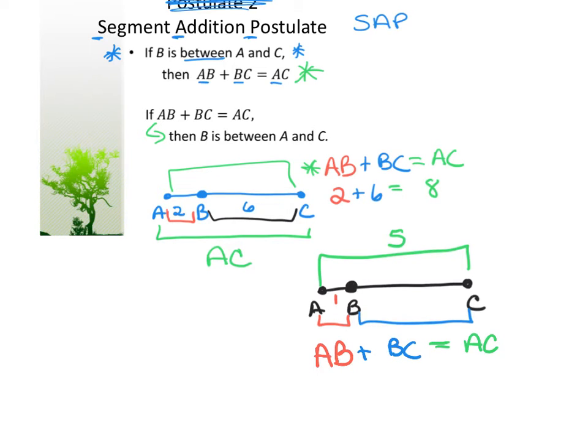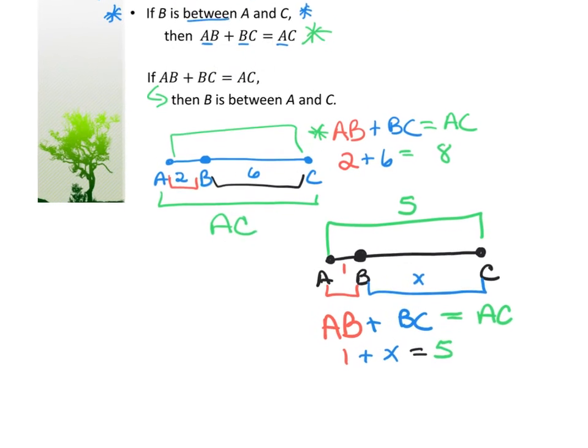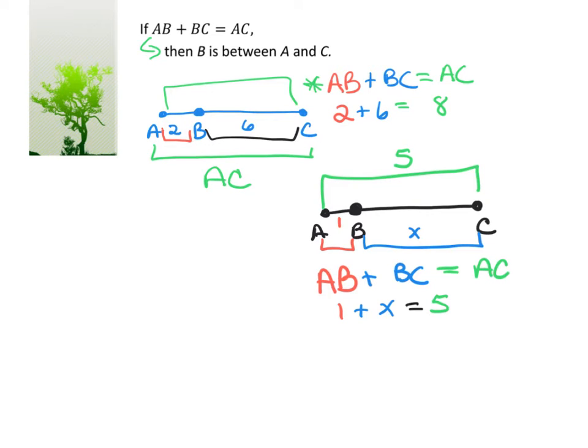So if AB is 1, I could call BC x because I don't know what it is, and then set that equal to the 5. To find the little missing piece, I solve this algebraically by subtracting 1, and the missing piece is 4. So the length of BC on this problem would equal 4.